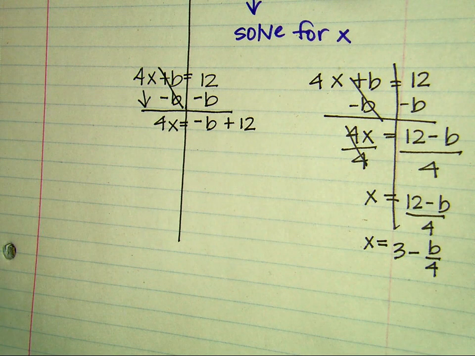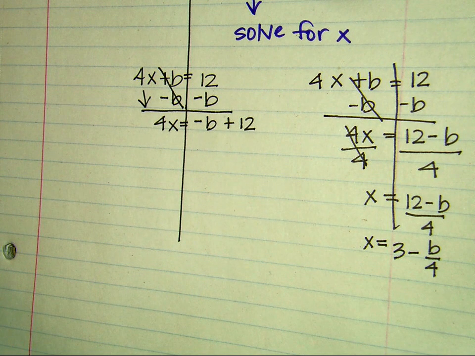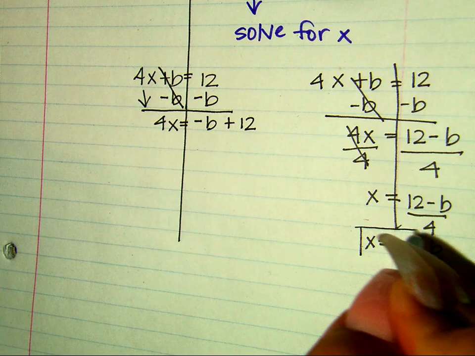We would have to keep the b over 4, or the negative b over 4, because we can't divide a variable by a number, being that we don't know what the value of that variable is. So this would be the final answer.